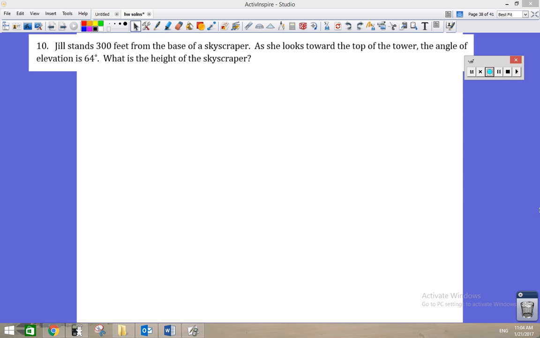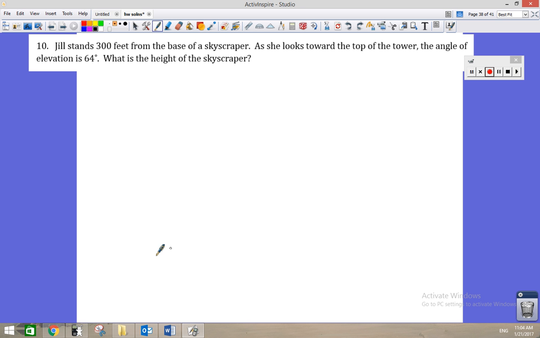So we have this application problem: Jill stands 300 feet from the base of a skyscraper as she looks toward the top of the tower. The angle of elevation is 64 degrees. What's the height of the skyscraper?